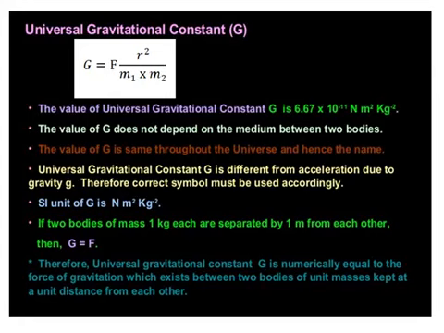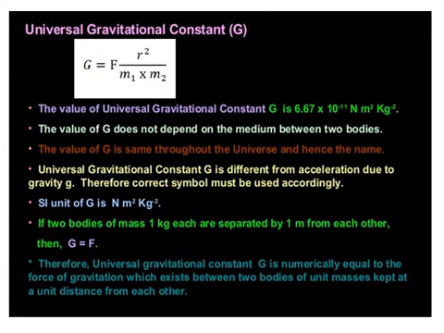Then the value of G does not depend on the medium between the two bodies. Suppose we are sitting in the room where the medium is said to be air. So G does not depend on the medium, whether it is air, vacuum, or glass, it doesn't matter. It has the same value wherever you go. The value of G is the same throughout the universe, and hence the name.